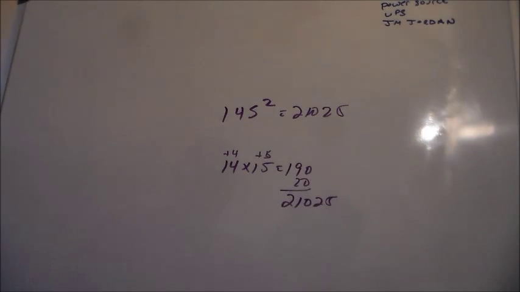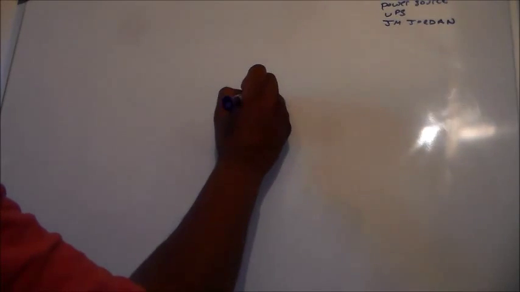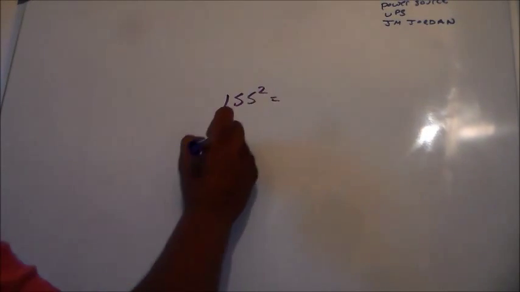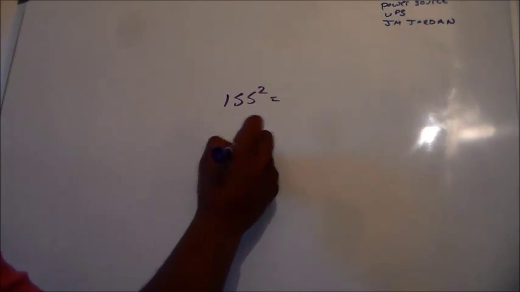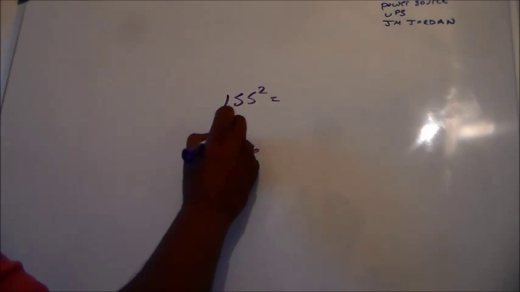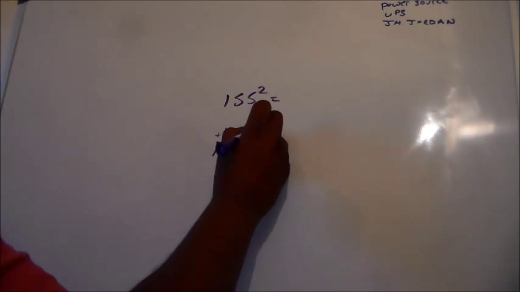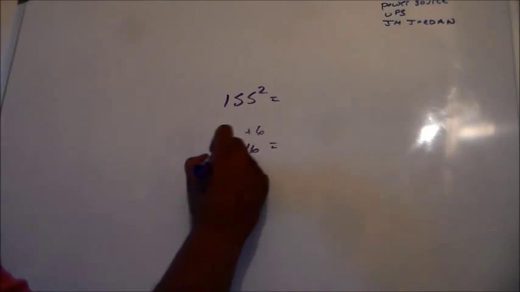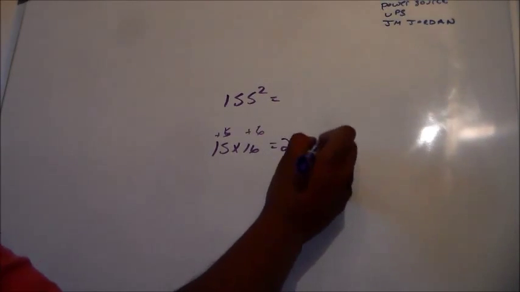And sometimes I mess up, so since I'm giving you guys this information, I just like to make sure things are accurate here. Alright, let's try 155 squared. 15 times 16. Our reference numbers, 210.